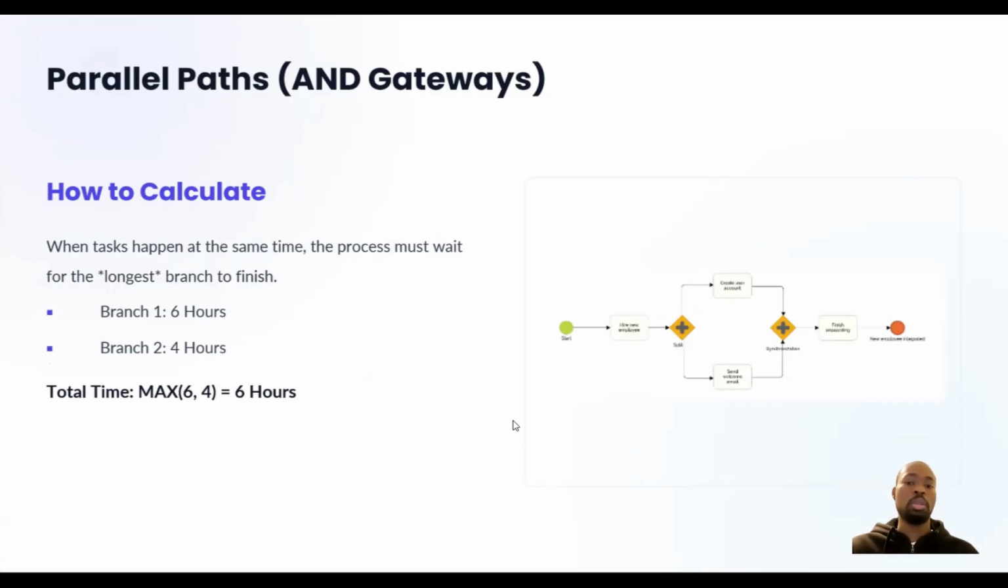The chapter also gets in depth with parallel paths, which happens when tasks happen in parallel. We don't add the times, we just take the maximum of the parallel branches because the process must wait until both branches finish. So for example, if one branch takes 6 hours and the other takes 4 hours, then the total time is 6 hours, which is the longer of the two.